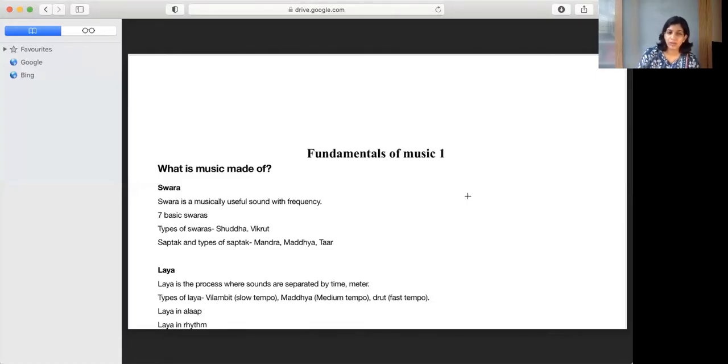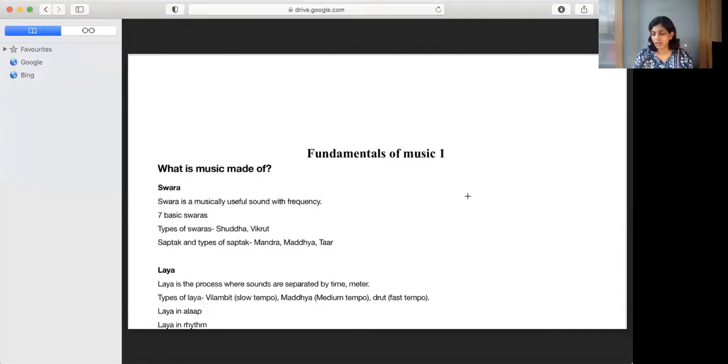So there are seven basic swaras which are used in making music in Indian classical music. So what are these seven swaras? These are the nadas, which have been given names like sa, re, ga, ma, pa, dha, ni, and sa. So there are names for each swar.